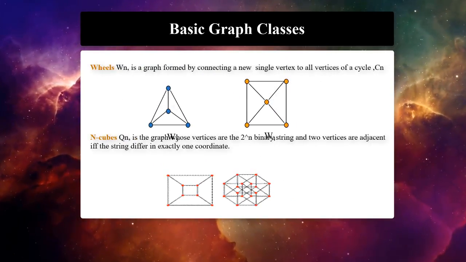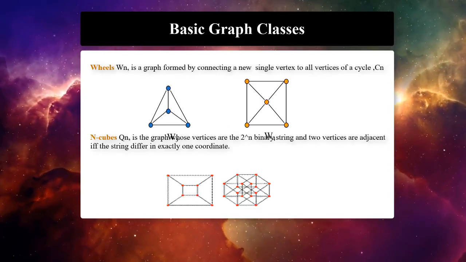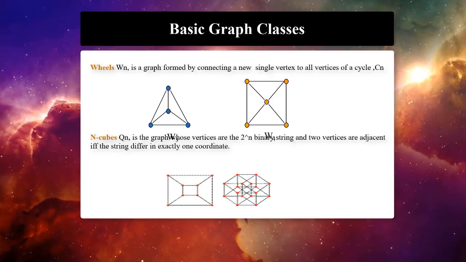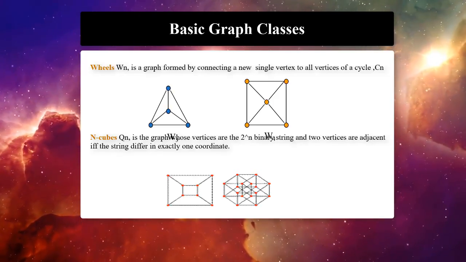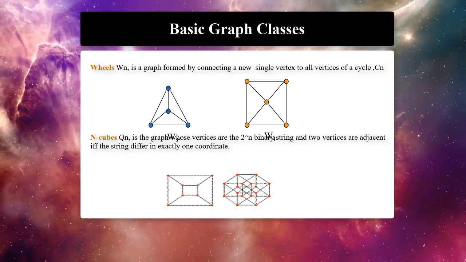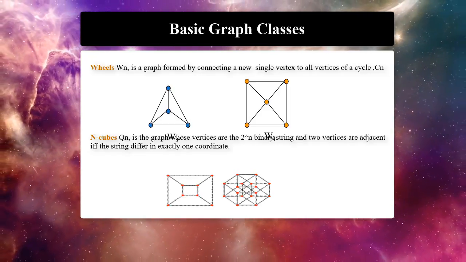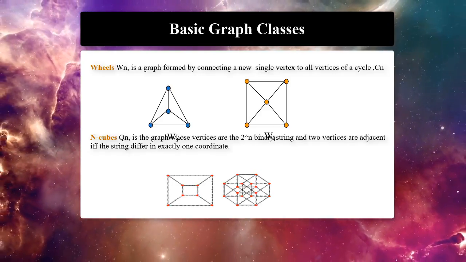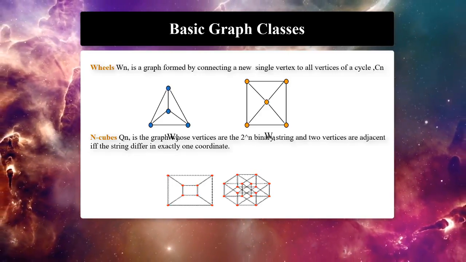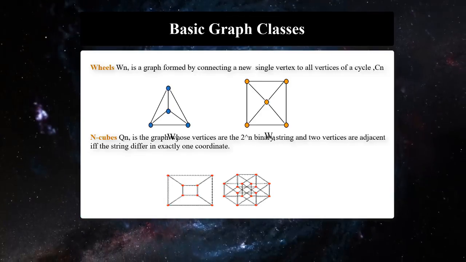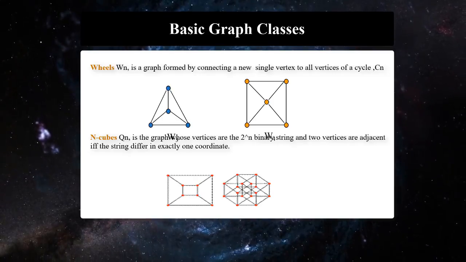The last two graph classes are wheels and n-cubes. A wheel, denoted by Wn, is a graph formed by connecting a new single vertex to all vertices of a cycle Cn. The last kind of graph we look at is the n-cube or hypercube. It is denoted by Qn and is a graph whose vertices are the 2 to the power n binary strings, and two vertices are adjacent if and only if the strings differ in exactly one coordinate.